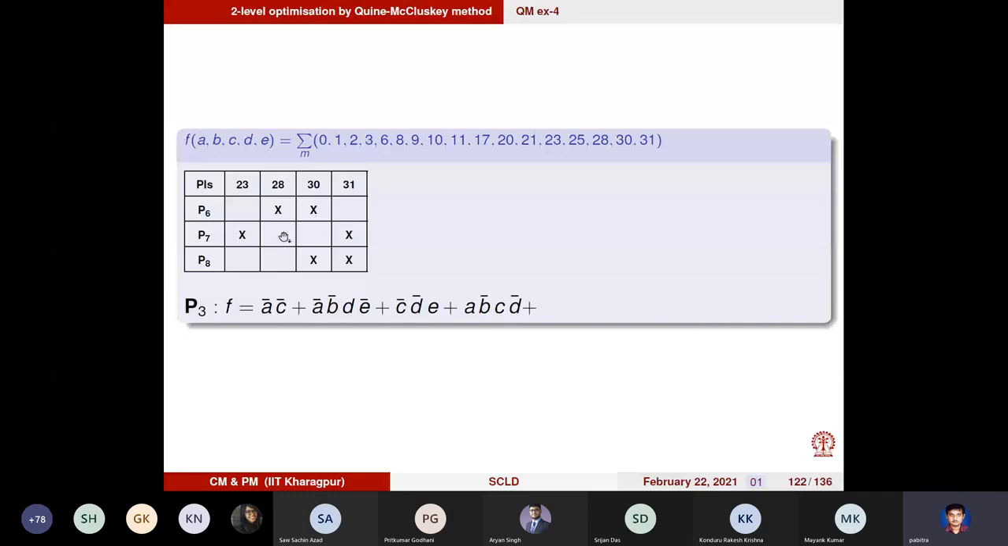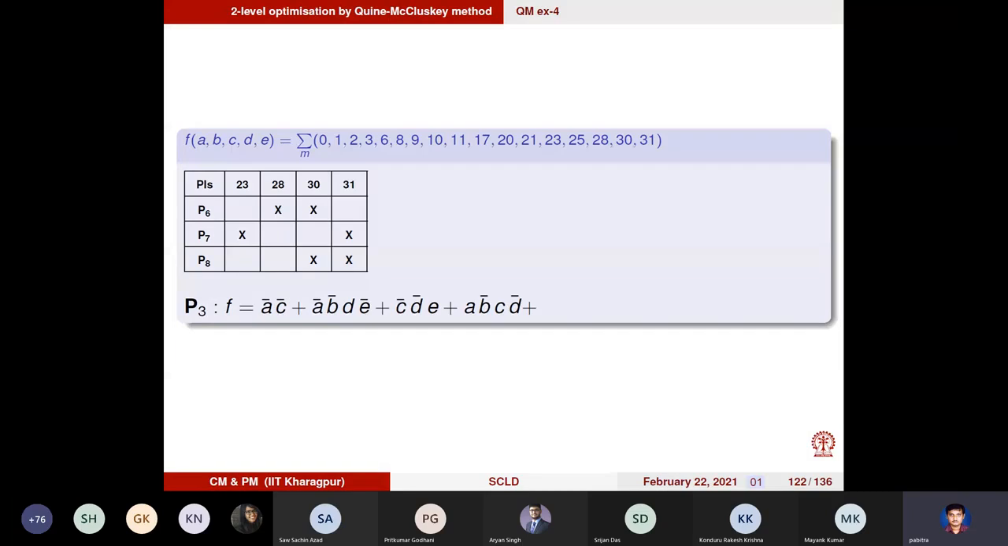You need only P7 for the first column. So I can write this as an expression. It's P7 for the first column and P6 for the second column, P6 or P8 for the third column, and P7 or P8 for the fourth column. This is a logical expression: P7 times P6 times (P6 plus P8) times (P7 plus P8). So this is a product of sums form.